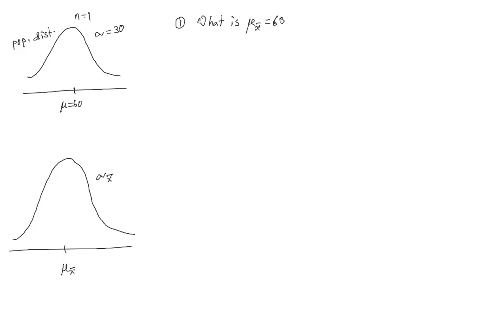It is 60 because the sampling distribution is bell-shaped according to the central limit theorem. And the central limit theorem gives you two tools. One of the tools is that mu sub x bar is equal to mu. We know mu is 60, so mu sub x bar is also 60. That's the reason. Oh, okay, thank you. Now, next question. What is sigma sub x bar? What is it?